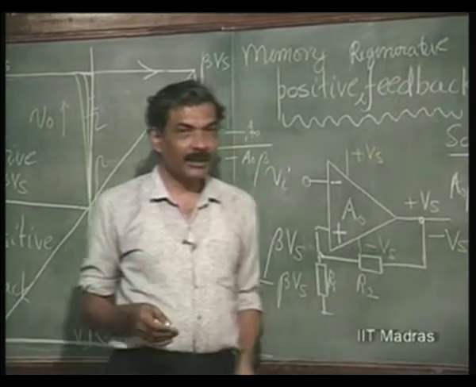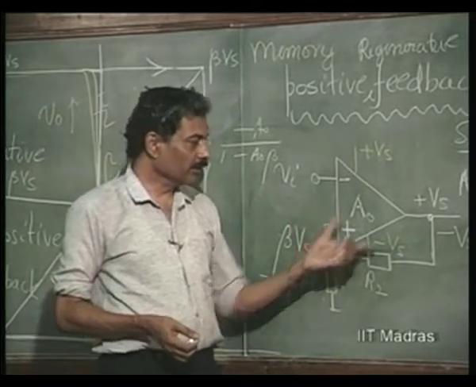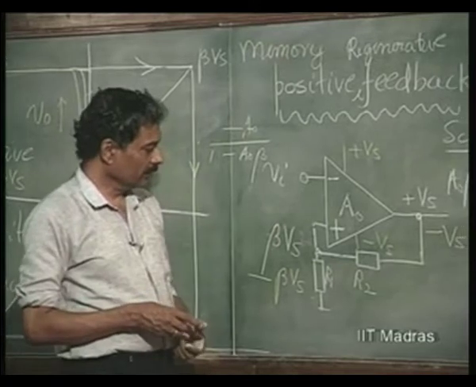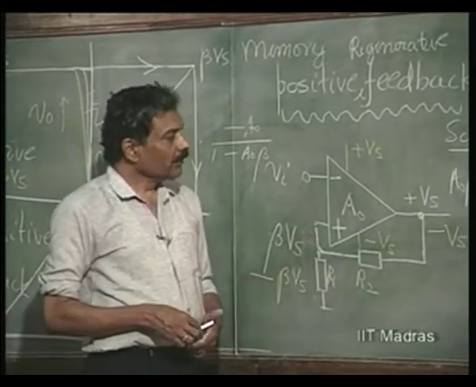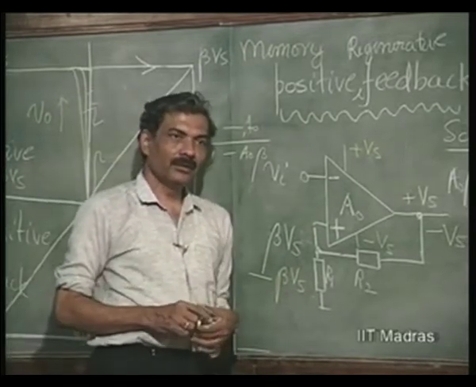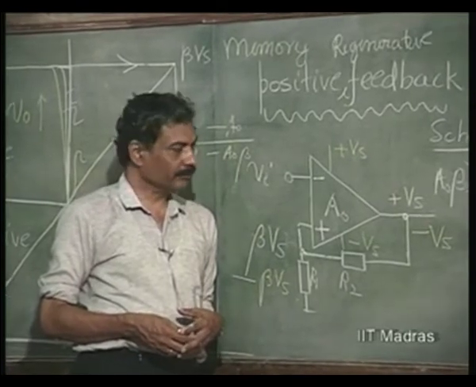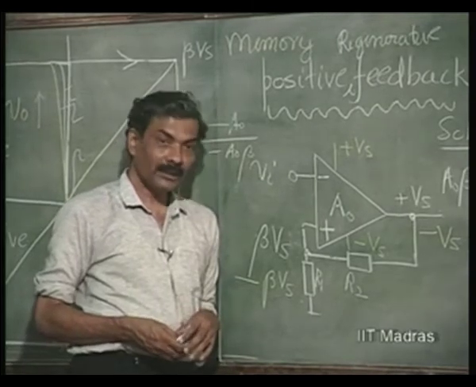Otherwise, triggering becomes virtually impossible. So, this is a circuit which is very commonly used in digital circuits. In analog circuits, in the sense, we can use this also for a square wave generator, etc. We will see the application of this in the next class.